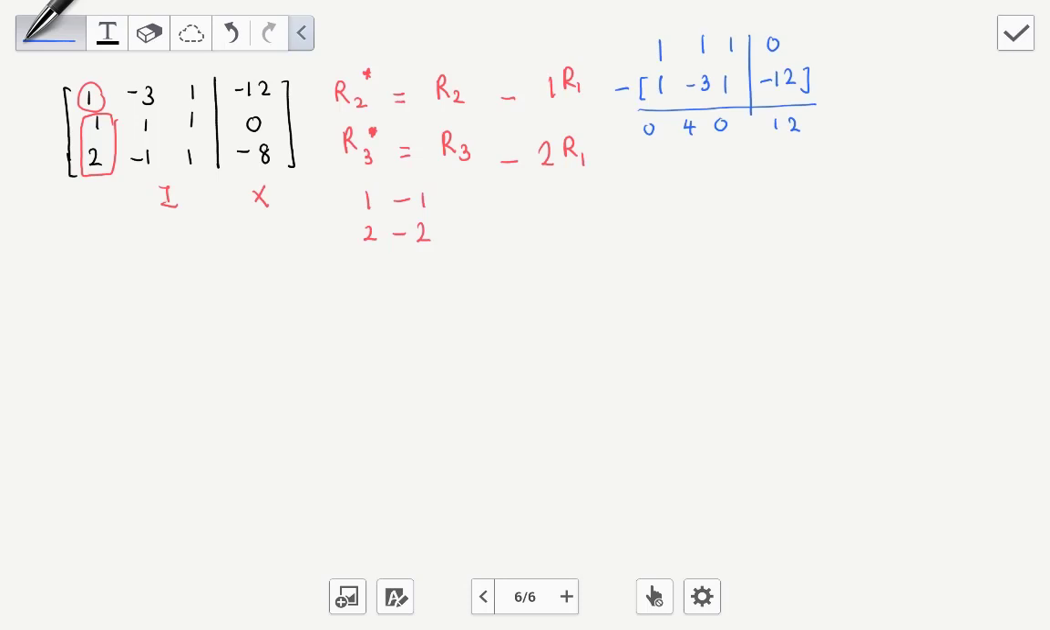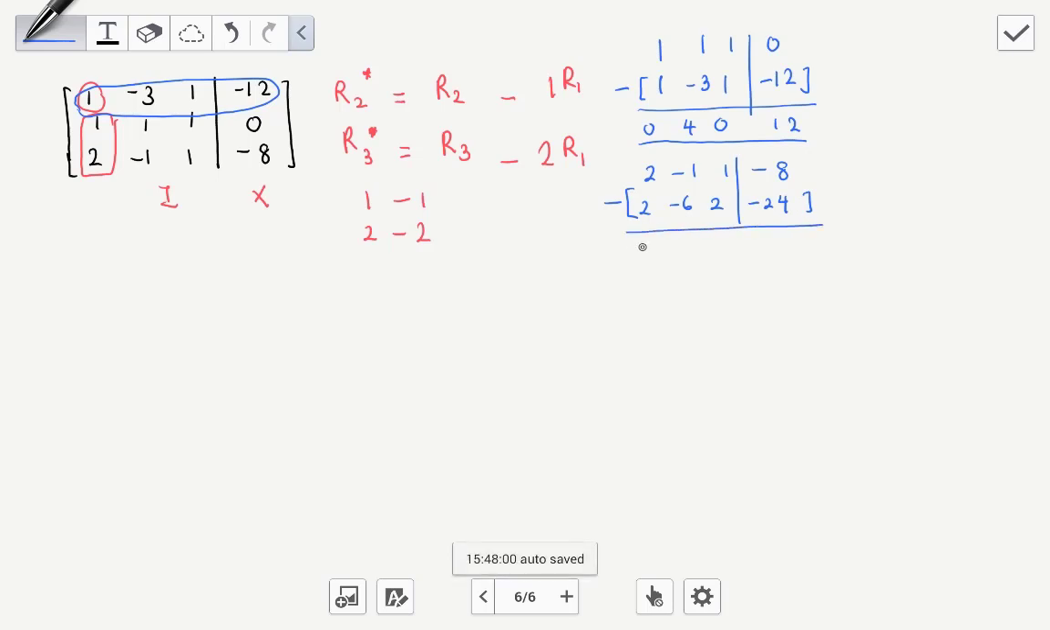Now let's go to row 3. The operation on row 3 is row 3 minus 2 times row 1. So we're going to copy row 3. Row 3 is 2, -1, 1, -8. We're going to minus with 2 times row 1. So you take 2 multiplied with the whole row 1, and we will get 2, -6, 2, -24. So 2 minus 2 is 0. Negative 1 minus negative 6 is 5. Negative 8 minus negative 24 is 16. So that's your new row 3.